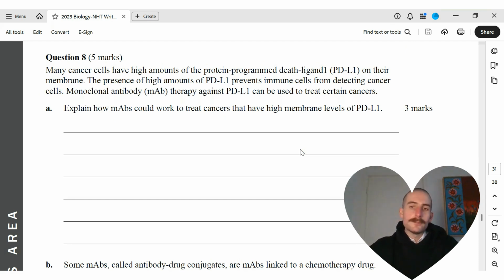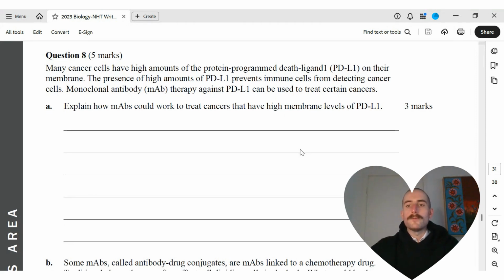Not a lot of information there that's particularly useful to us. It is maybe nice to know that on the outside of cancer cells there's this certain protein, and we're going to relate to that in the first question here. Explain how mAbs could work to treat cancers that have high membrane levels of PD-L1. The first thing I would like to point out that I think is particularly important is the command term. Explain how mAbs could work to treat cancers. It's really important that for an explain question we're having a relationship, how it could treat cancers. We're going to come back to that point at the end.